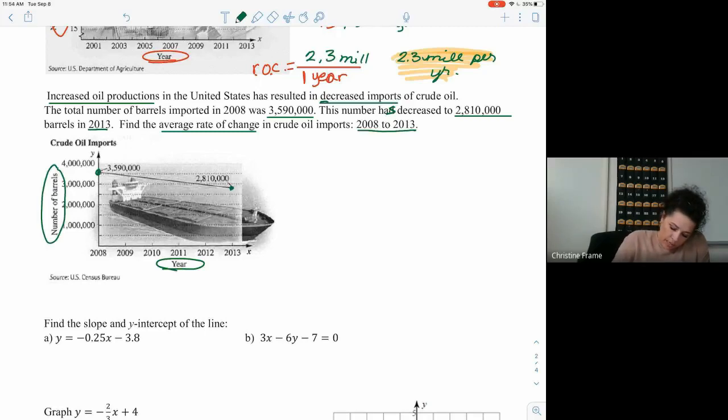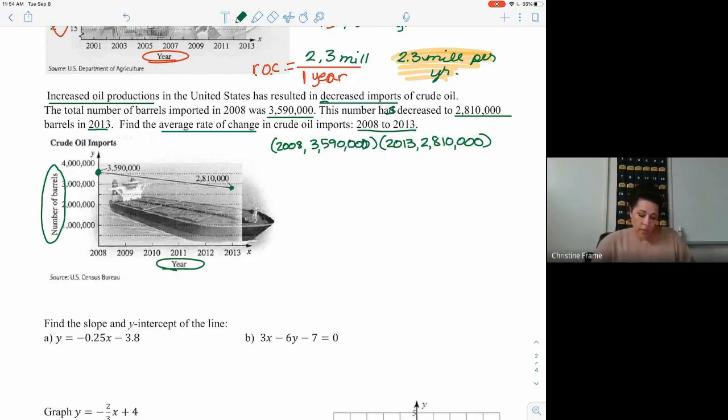We have this point here at 2008, which is our x, 3,590,000. Get another 0 on that. So that's 1 point. And then our other point is at 2013, and it has the corresponding value of 2,810,000 barrels. Okay, and we want to know what is the average rate of change.